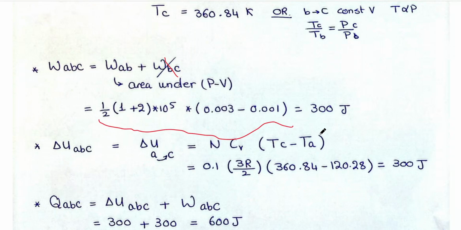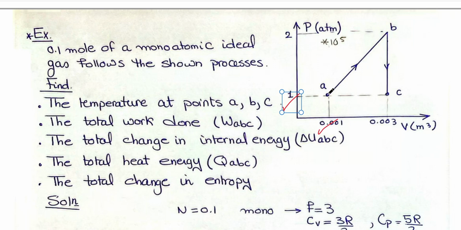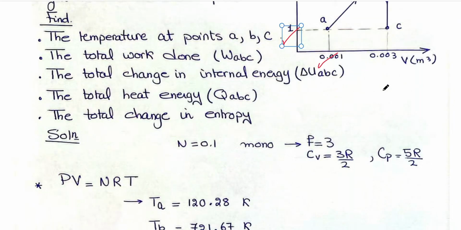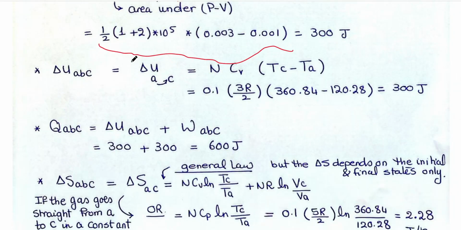Now I want to calculate the change in internal energy. To calculate the change in internal energy, I don't have to calculate it in two steps because the change in internal energy could be calculated directly between any 2 points because it is a state function. So I will calculate delta U from A to C directly. nCv (Tc minus Ta), the final temperature minus the initial temperature. This is how you calculate the change in internal energy.